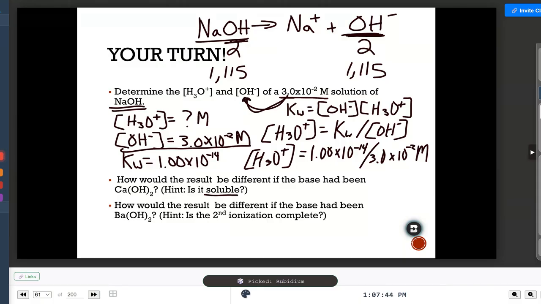Okay, did you guys get that? Raise your hand if you did. Molar? Yep, good job. All right, now the next one is a little bit tricky because it says, how would the result be different if the base had been calcium hydroxide? And it says, is it soluble? Raise your hand if you looked this one up on the solubility chart. And you found that the solubility chart said what?